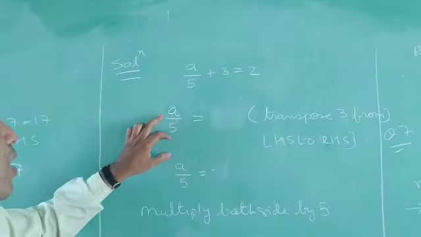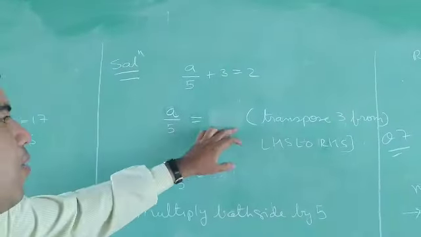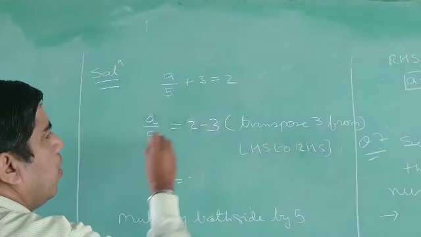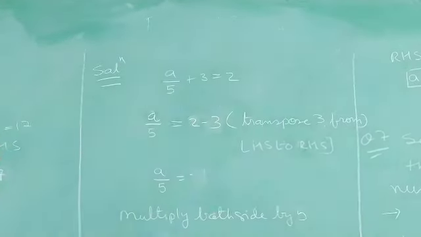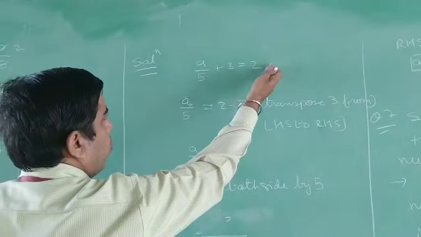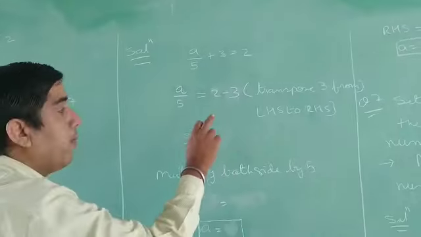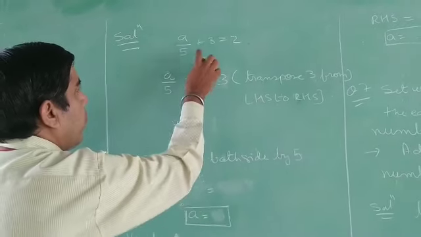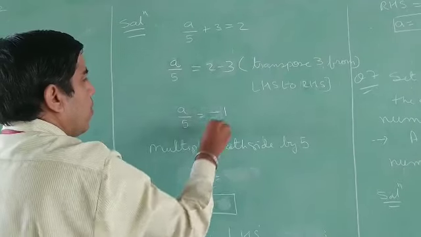So a by 5, I wrote in bracket, transpose 3 from LHS to RHS. So you can see here, 3 comes to the right as 2 minus 3. What will come here? 2 minus 3, because this number is transposed. Normally in words we say transfer, but in mathematics we say transpose. So 2 minus 3, positive becomes negative, so it comes minus 1.